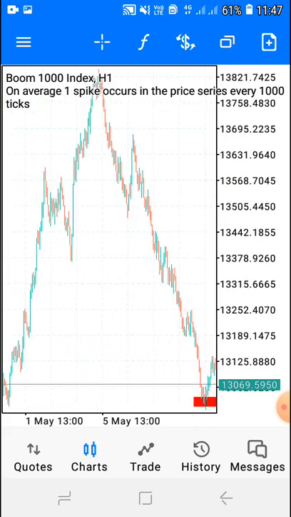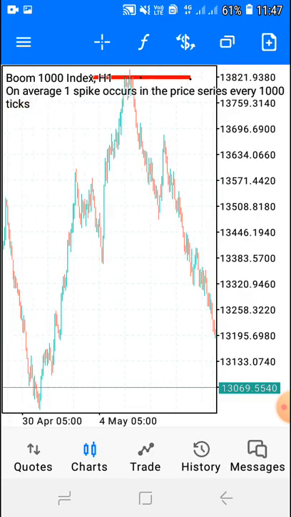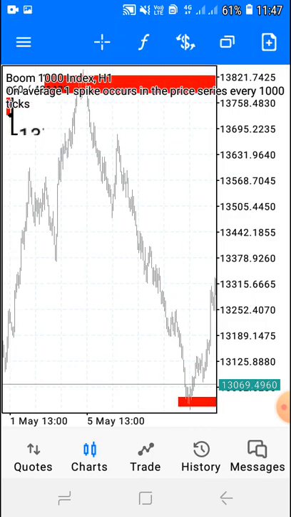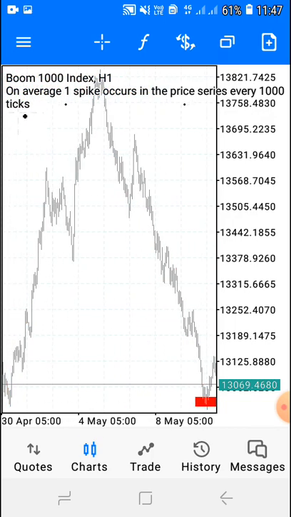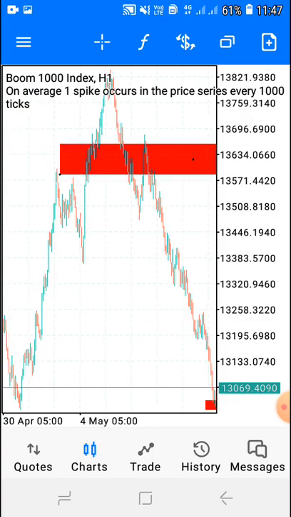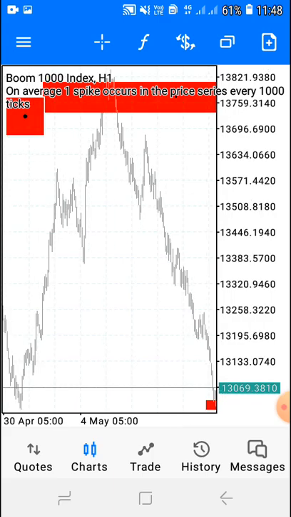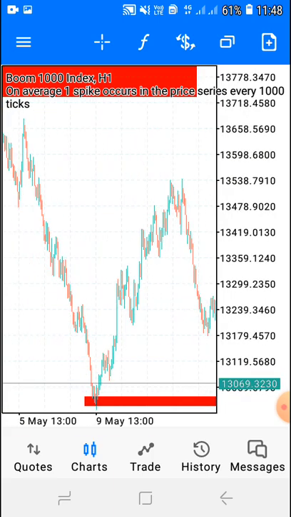And when we move the screen to this side, we can take out a rectangle again and make this our resistance level. But this resistance level is an untested resistance level. So what can we expect? We can expect price to come back to this level, because this is an untested resistance level. So we have our support and resistance level.